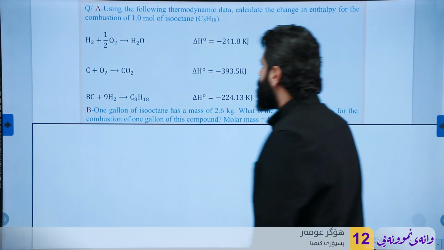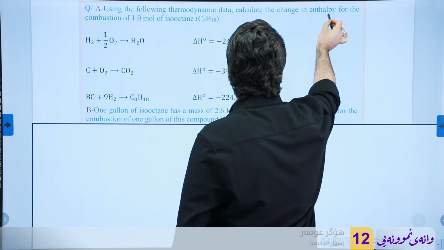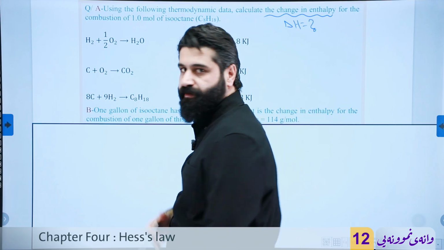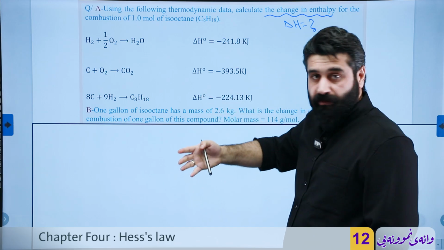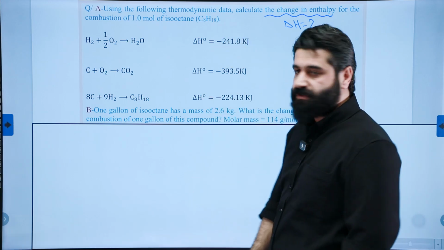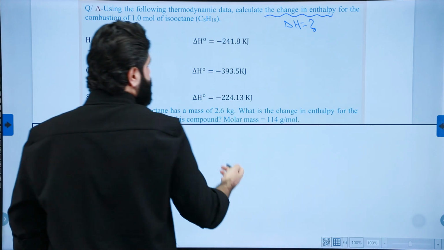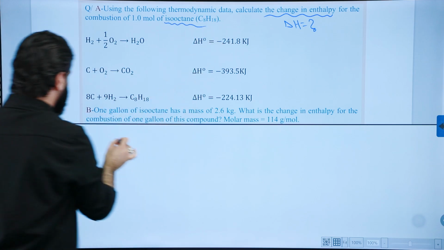Okay, look at this. Use the following thermodynamic data. Calculate enthalpy change. Find the value of delta H from the following equations. Okay, look at this. None of them is the overall as they have their own values. So the point is we have to write the overall by ourselves. Okay, the question said for the combustion of what? Of isooctane.